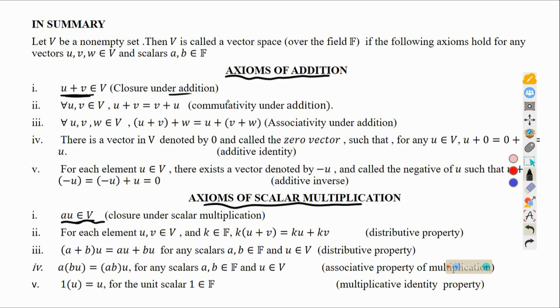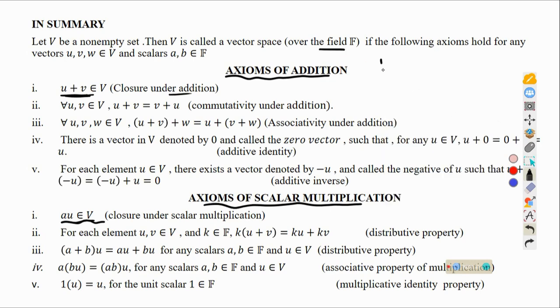So to prove these axioms, you need to know how to add any two vectors in that given set. To prove these axioms, you need to know how a scalar is operated on a given vector in that given set. So that is the summary or the definition of what we call a vector space. And a vector space must be defined, as we can see.